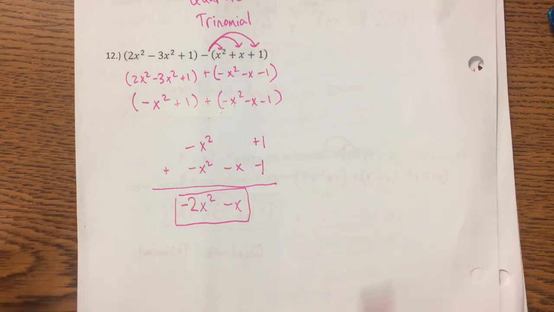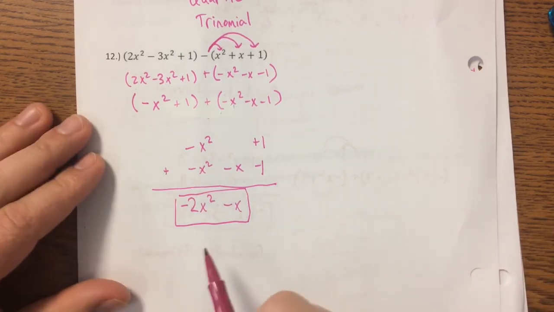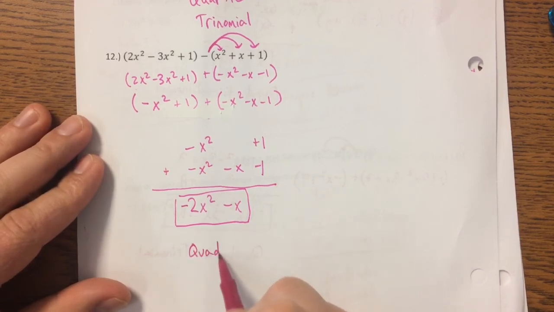All right. Anyone want to dare try to classify this one? Yeah, give it to me, Aiden. Quadratic binomial. You got it. Quadratic binomial.